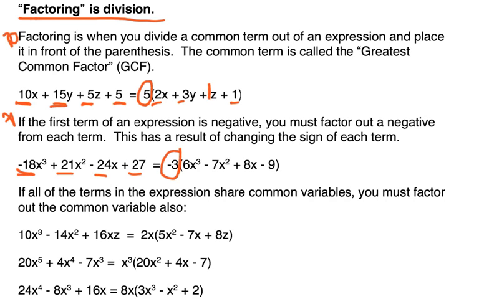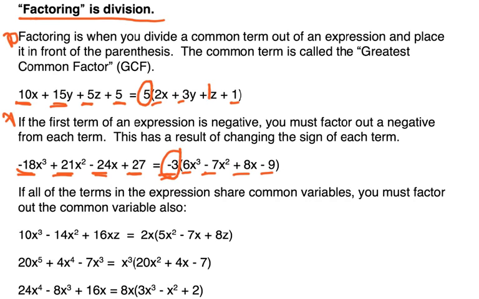So negative 18 divided by negative 3 is positive 6. Positive 21 divided by negative 3 is negative 7. Negative 24 divided by negative 3 is positive 8. And positive 27 divided by negative 3 is negative 9.